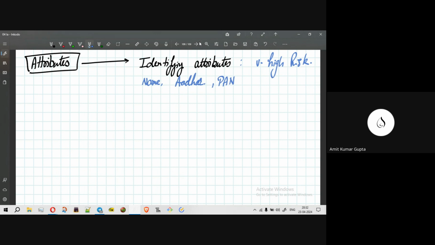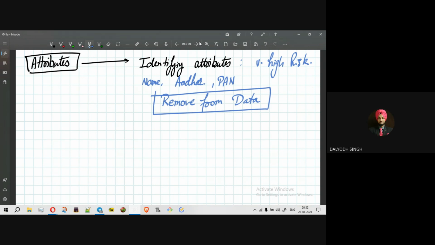So what should I do about it? Just remove it. This is the best option. Just remove these attributes from the data. Remember, the first attribute is identifying attributes. This is really highly risky stuff, so the best thing is no need to release it. Just remove it from your data. Clear? Let's talk about the second.